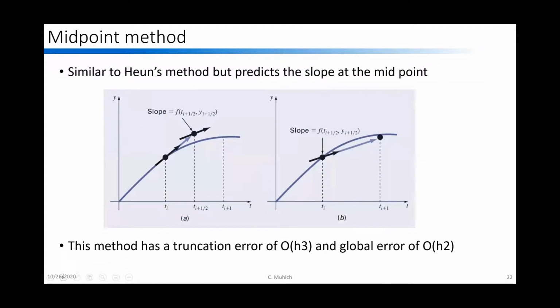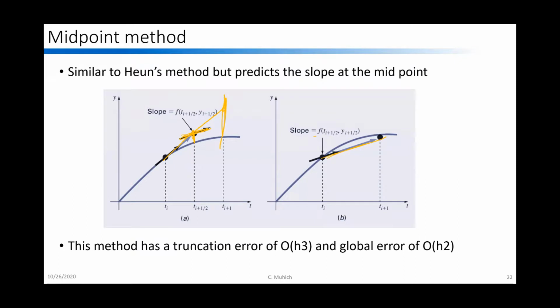The next method that I want to talk about is the midpoint method. This is similar to Heun's method, but it's going to predict the slope at a midpoint. The idea here is instead of taking the step all the way out to the t equals i plus 1 step, I'm going to stop short at t equals i plus 1/2. I'm then going to use the slope at that point for calculating the next time step.